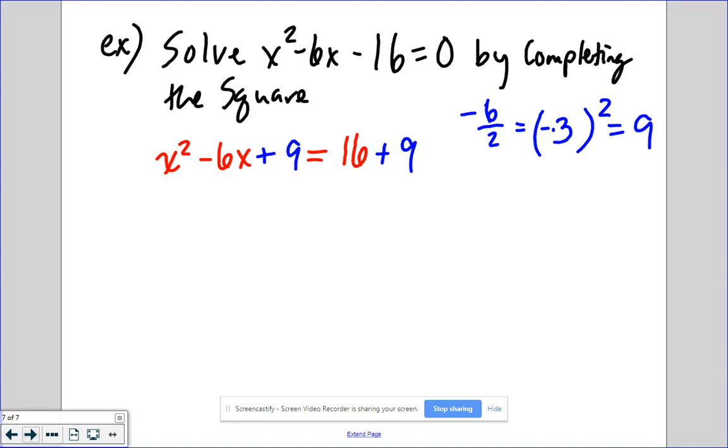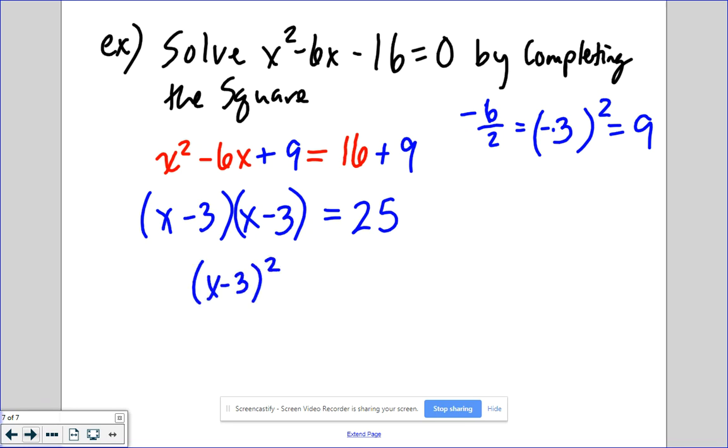Okay. Now I need to factor the left side. So I know this is x, I know this is x. I need 2 numbers that multiply to 9 and add to negative 6. 3 and 3. So it's x minus 3 times x minus 3 equals 25. But what do I notice about those 2 factors? They're the same. So I can write it like this. X minus 3 squared equals 25. And that's the form I said I wanted as a perfect square. Well, now it's a perfect square because both sides I can take the square root of.